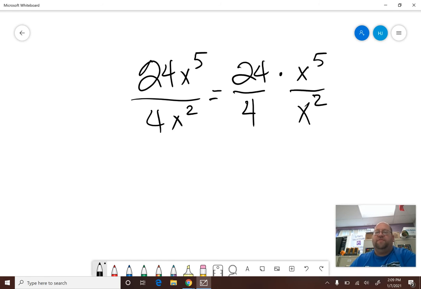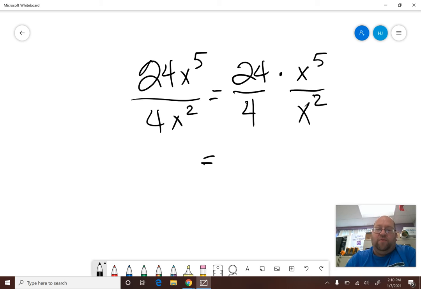You notice I've kind of grouped things, but if I were to multiply this back out, I'm going to end up with this same answer again, okay? But this helps me to try to figure out what I need to do. I've kind of grouped my coefficients together and I've grouped my variables together. So notice what happens here.